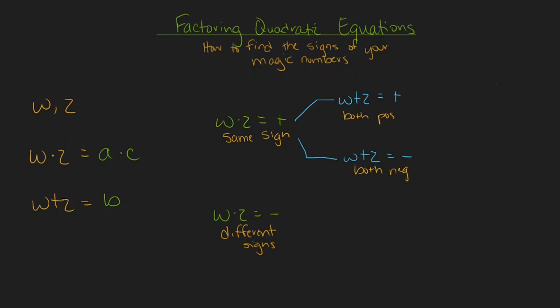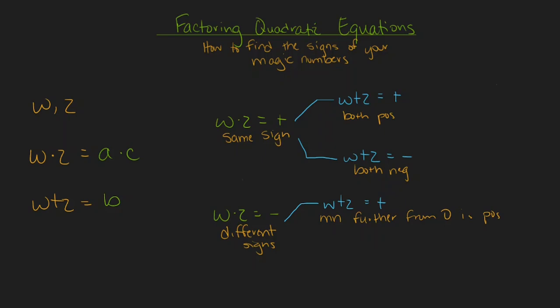Now, things get a little bit trickier when we switch down to the bottom scenario where the product of w and z is negative, but it's still really helpful. If the product of w and z is negative, but the sum of w and z is positive, that tells us that the magic number, and I'll use mn as a shorthand, the magic number further from zero when we're considering our factors is positive.